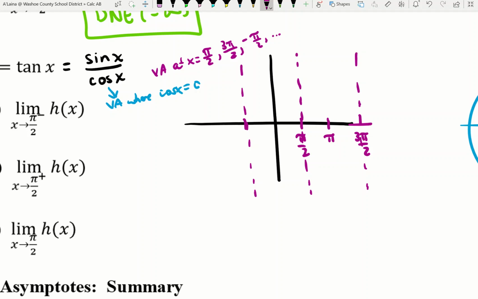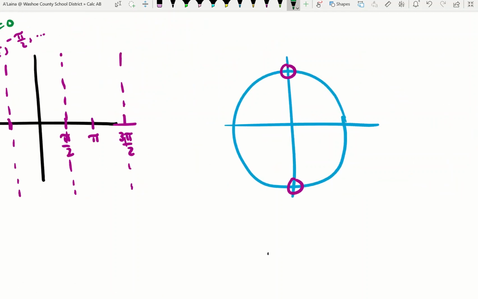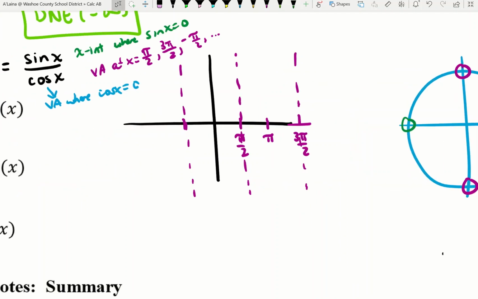But it is helpful to see where we would have x-intercepts. The x-intercepts are going to occur where sine of x is equal to 0, our numerator. Since sine is the y-coordinates, sine of x is equal to 0 where we have a height of 0, which would be at 0, pi, and so forth. So here, here. And then if we wanted to graph this, we could pick a couple values to graph this.